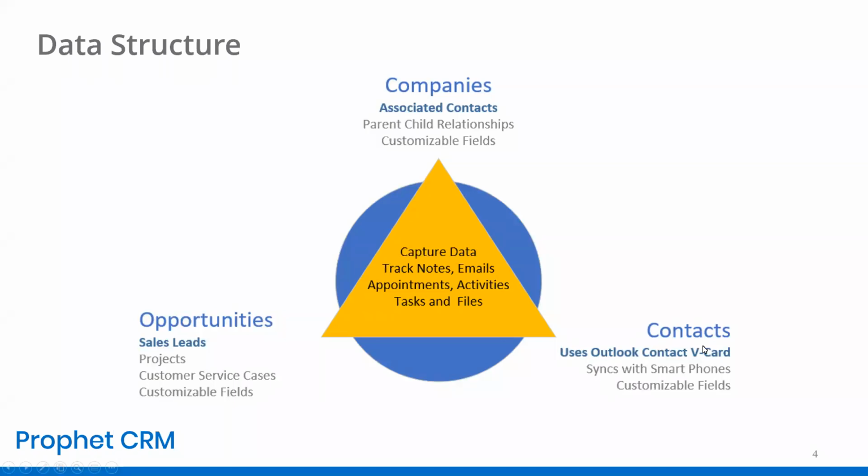Contacts are the individual people as we refer to them in Profit. And those are actually Outlook contact cards. And whether you sync them with your local contacts or not, we still use that format because pretty much every device on the planet syncs right out of the box with Outlook contacts. So phones, your laptop, your desktop. There's customizable fields for those.